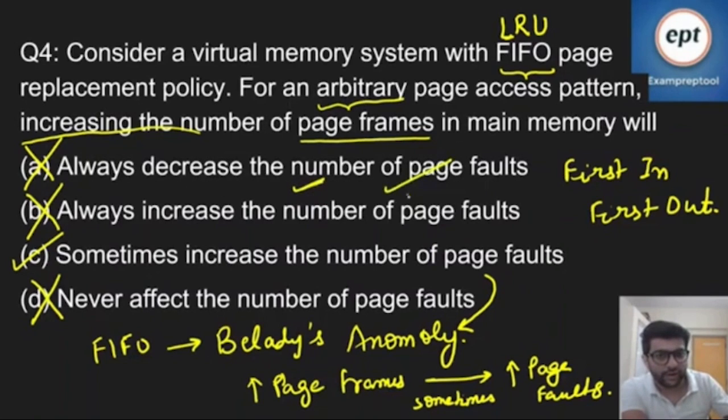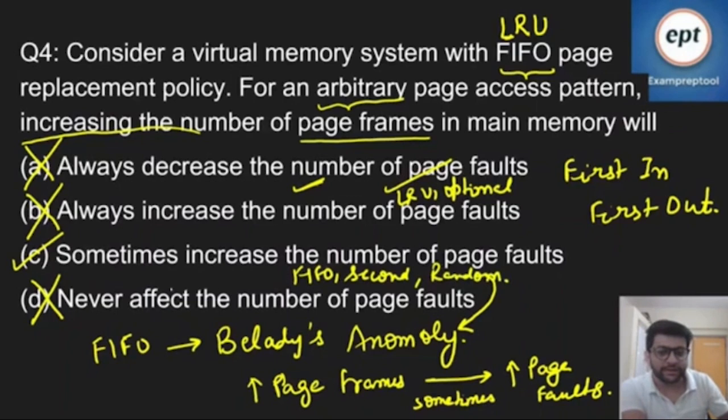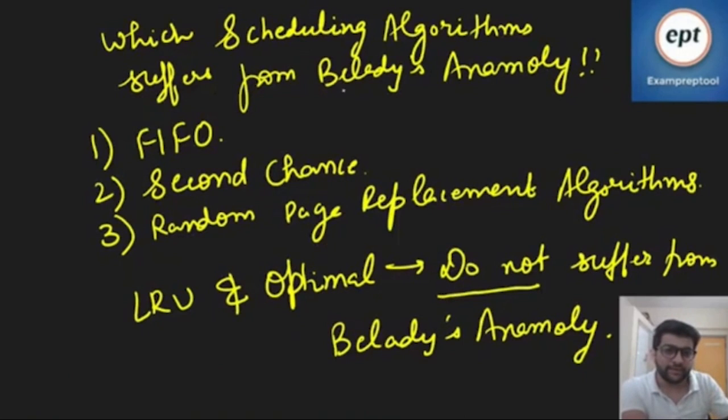So for LRU and the optimal policy, the answer will be option A. And for FIFO, second chance, and the random page replacement algorithms, the answer will be option C, right? So just remember what Belady's anomaly is and which algorithms suffer from this anomaly.